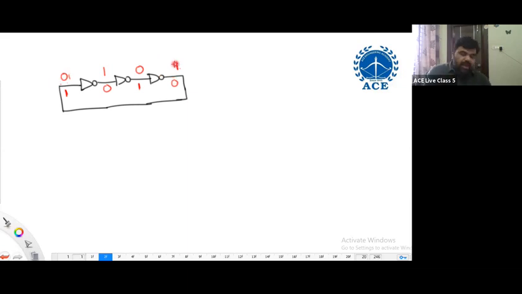So 0 is becoming 1 on its own, and 1 is becoming 0 on its own. So both 0 and 1 are not stable. It is named as an astable. Why am I discussing astable? You may understand. 0 is becoming 1 on its own, so 0 is not stable. 1 is becoming 0 on its own, so 1 is not stable. Both 0 and 1 are not stable, which means it is an astable.